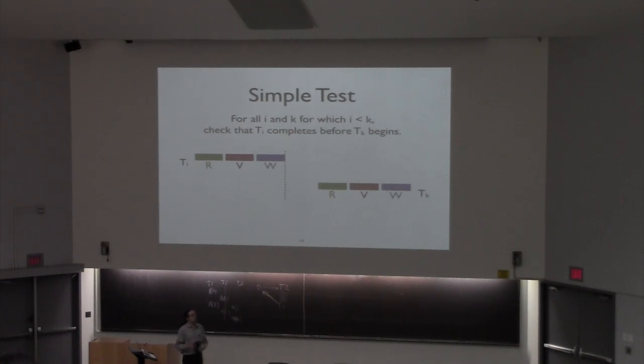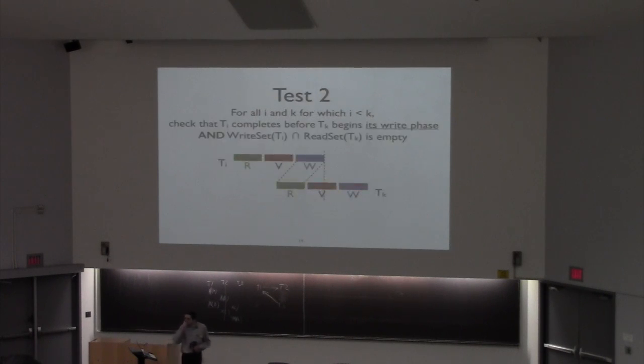If this occurs, the transactions are already executing in serial order. So this is sufficient, but we decided it wasn't efficient. If we're limiting everything to this restriction, that's going to lead to essentially no better than serial. So we came up with a slightly more interesting test. We allowed the read phase of the second transaction to overlap with the write phase of the earlier transaction.